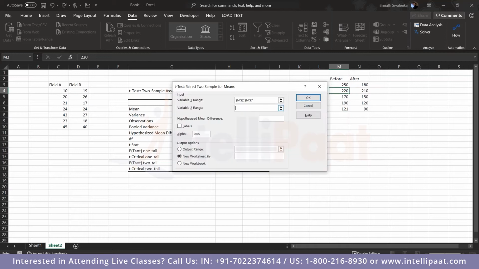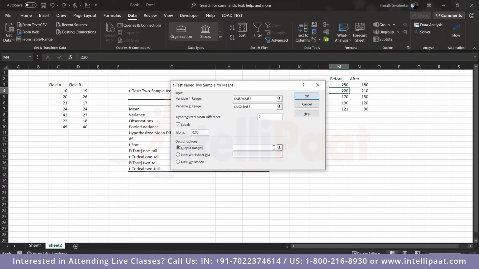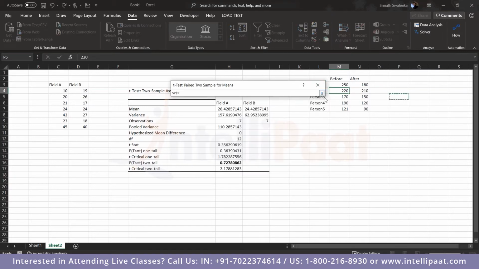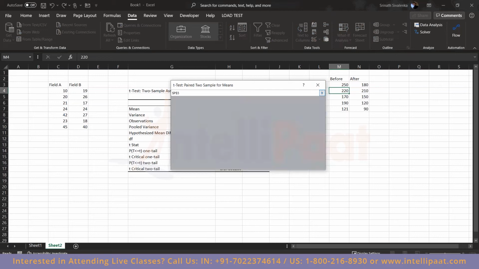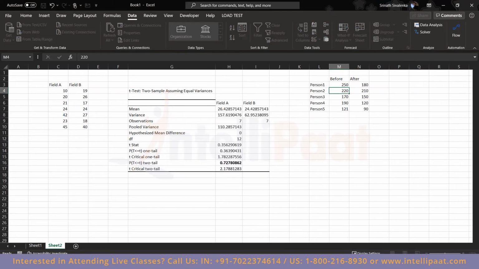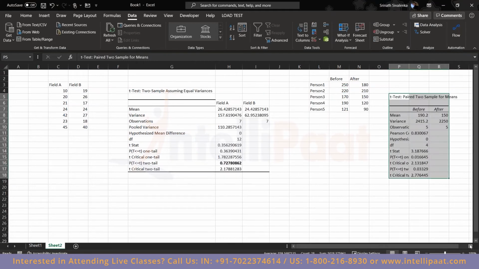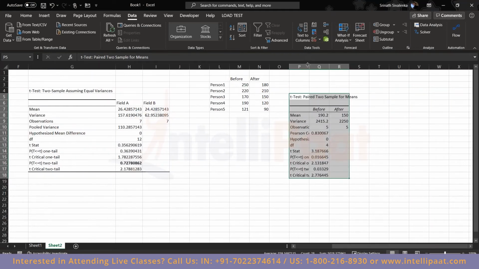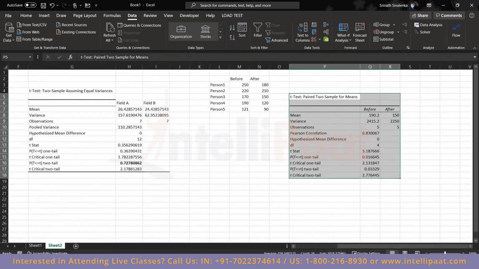And then the second is from here to here. And then I'm saying that the difference is 0, that there is no difference. My null hypothesis is that there's no difference. And let's say my output range is just here. So that's a quick paired two-sample t-test for means.